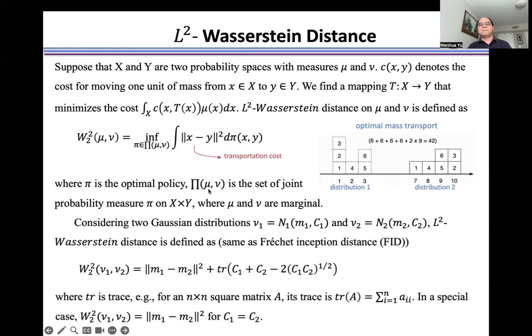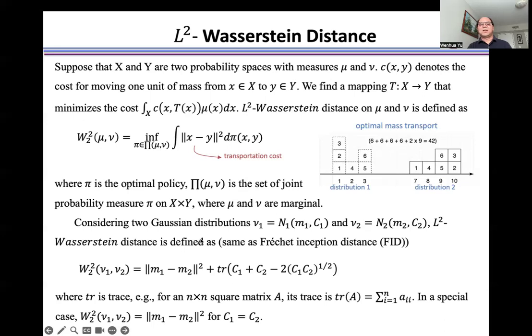This sigma is a set of joint probability measures pi on X by Y, where mu and nu are marginal probabilities. L2 Wasserstein distance is based on optimal mass transport theory, in which we move the data in distribution 1 to distribution 2 with a minimum cost.